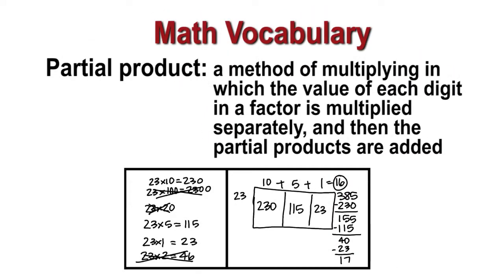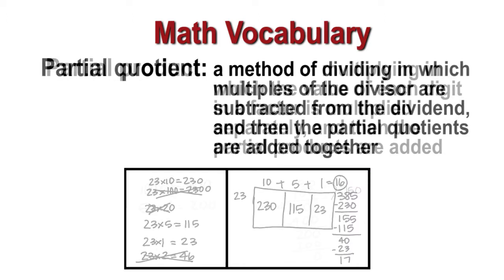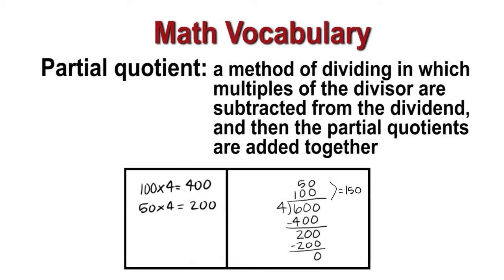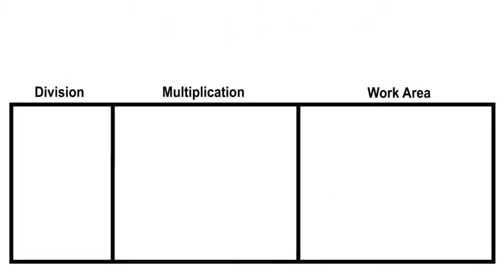Partial product: a method of multiplying in which the value of each digit in a factor is multiplied separately, and then the partial products are added together. Partial quotient: a method of dividing in which multiples of the divisor are subtracted from the dividend, and then the partial quotients are added together. In today's lesson, we will learn to solve division problems without drawing the area model.